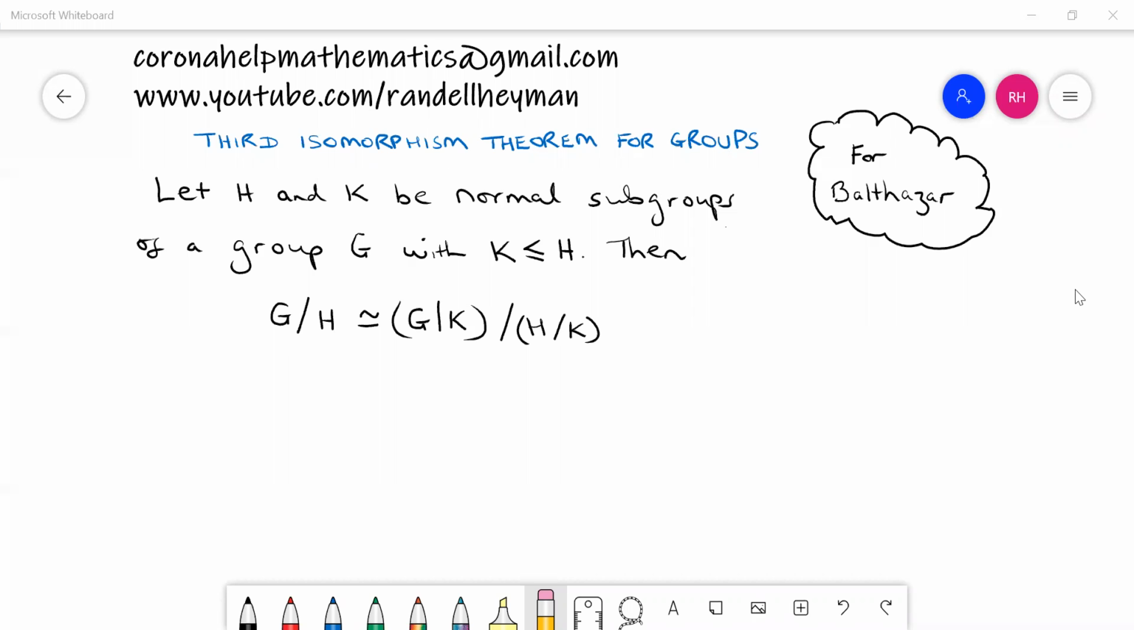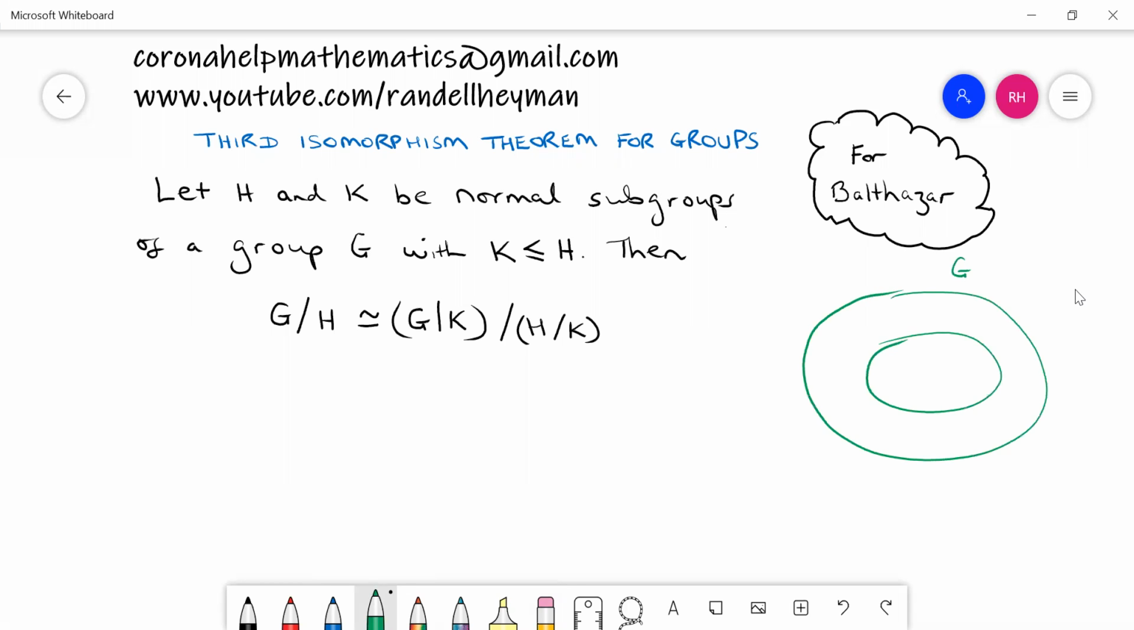Let H and K be normal subgroups of a group G, with K a subgroup of H. Let me pause there and make a few comments. What you should have in your mind at this point is here's G. Within G we have H, and within H we have K.